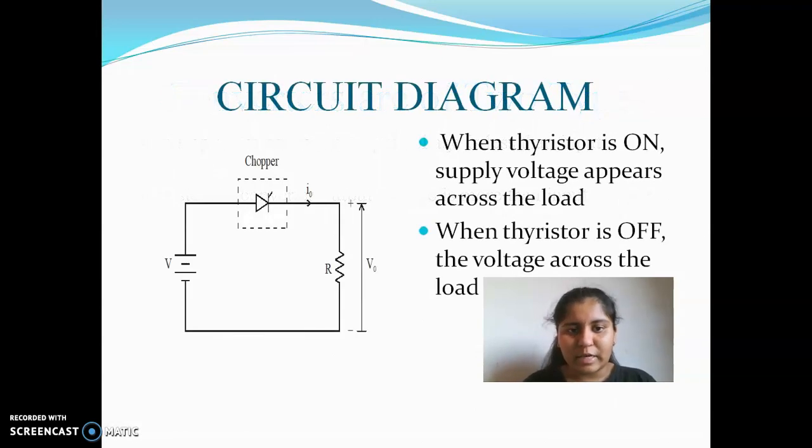This is the circuit diagram of the step-down converter. Here the thyristor is in forward bias condition and one resistor is attached to it. When the thyristor is on, the supply voltage appears across the load, and when the thyristor is off, the voltage across the load will be 0.